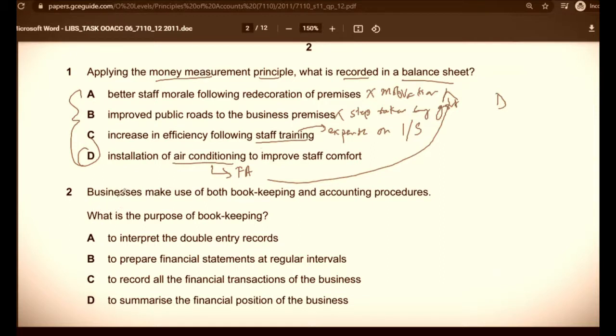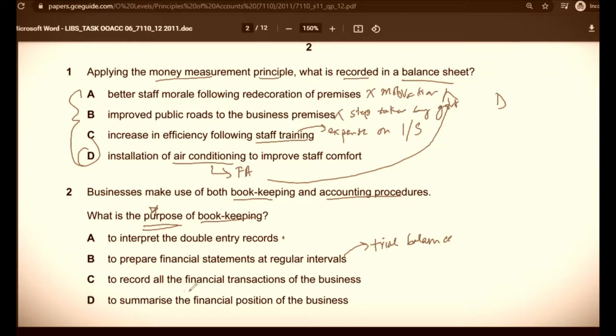Multiple choice 2. Businesses make use of both bookkeeping and accounting procedures. What is the purpose, and this is the key term here, the purpose of bookkeeping? To interpret the double entry records? Yeah, you can say that, but this is more about interpretation and not the purpose. To prepare financial statements at regular intervals? No, financial statements are prepared from trial balance.